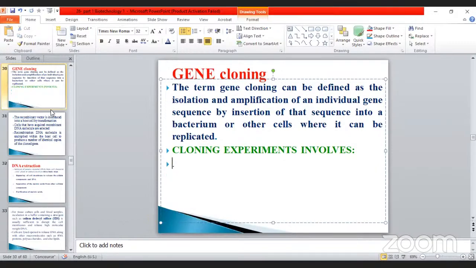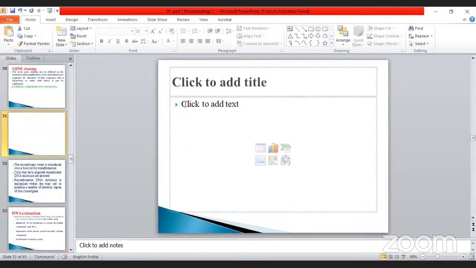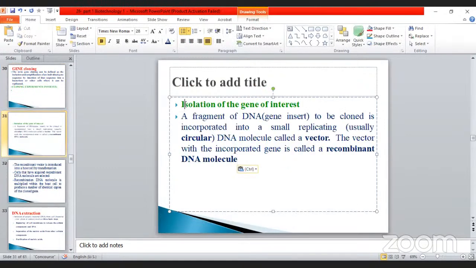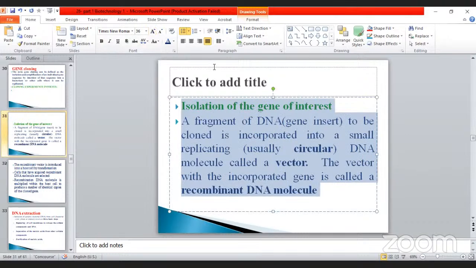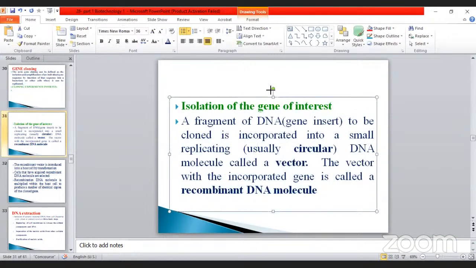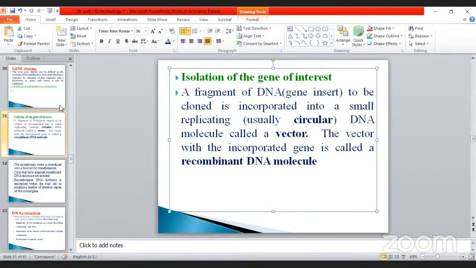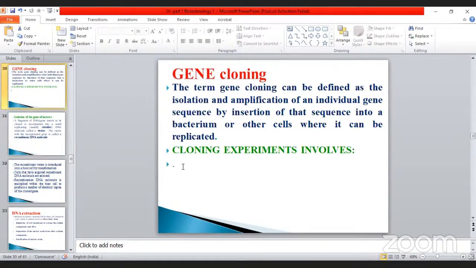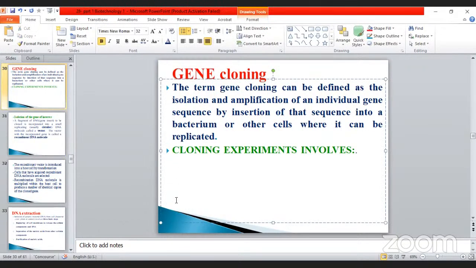See this one, you can easily identify. So this is called the vector gene. This is a very, very important idea. These are all concepts known as cloning experiments.